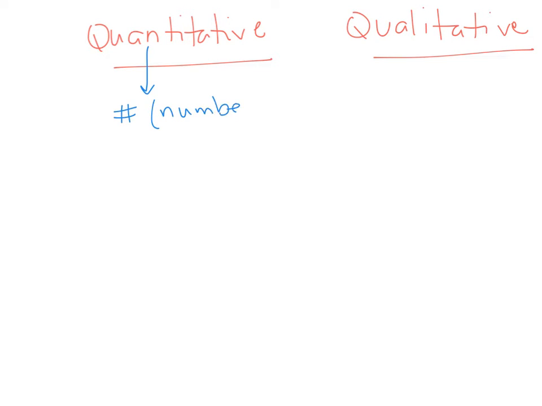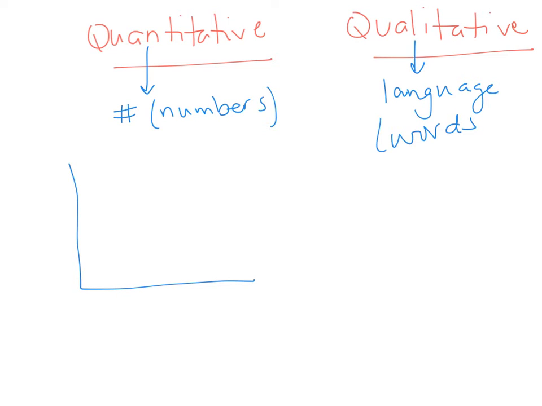That means you need to answer your response with numbers. Now, qualitative, the L stands for the language. So you're using words. Suppose I had a graph, and I'm just going to draw a graph here. And we talked about the number of wins the Detroit Pistons had per season.